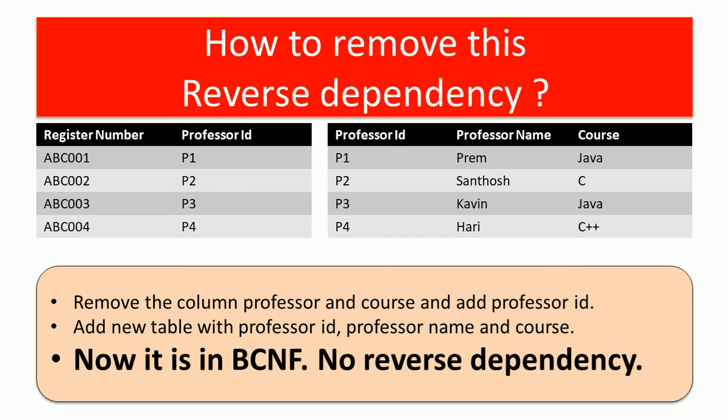So that is what we have explained here. Remove the columns professor and course and add professor ID. So professor and course are removed from this table and professor ID is added here, and add a new table with professor ID, professor name and course. So the second table is a new one, adding professor ID with professor name and course, that are removed from here and added here. Now the reverse dependency is removed, and this table can be called as following Boyce-Codd normal form.